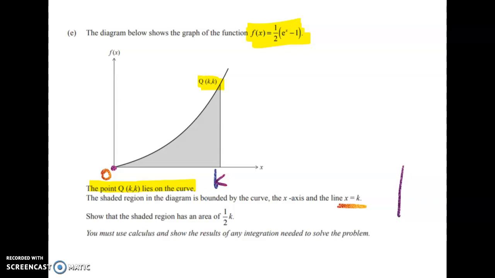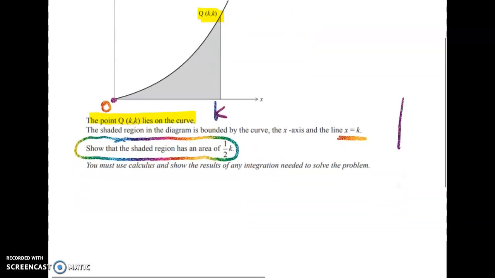So far so good. Show that the shaded region has an area of a half k. So it's just like kind of achieved low merit questions by the looks of it. And it is until we get quite far through it. And then we just need a little flash of insight to make it all work out.